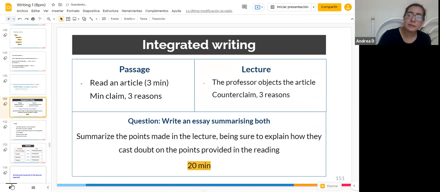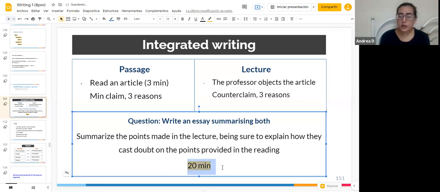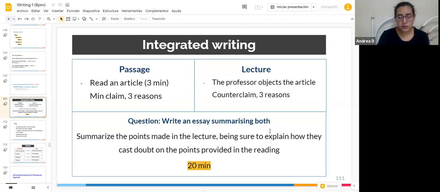Okay, you get 20 minutes to write the essay. 20 minutes. So you read for 3 minutes, listen to a lecture, and you need to write an essay summarizing both in 20 minutes. Is this okay? Any questions so far? No?